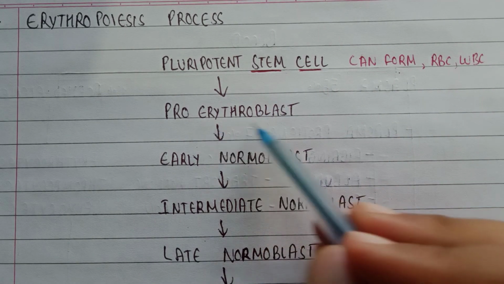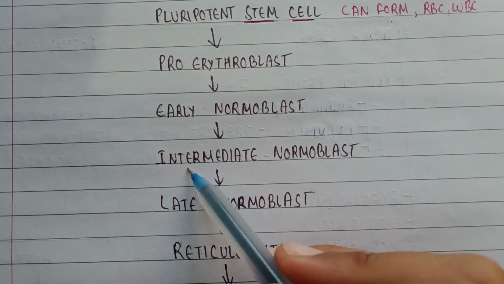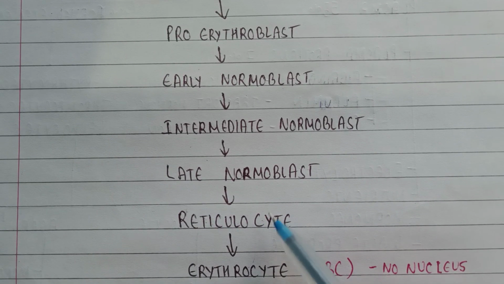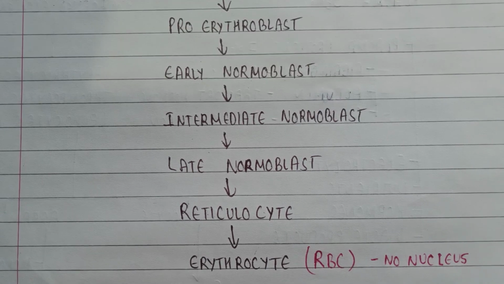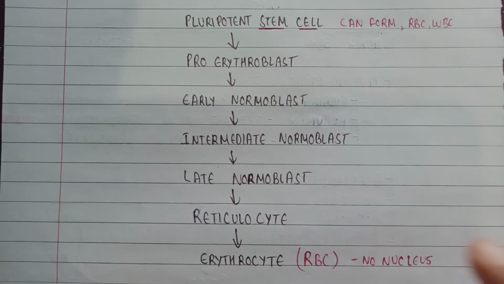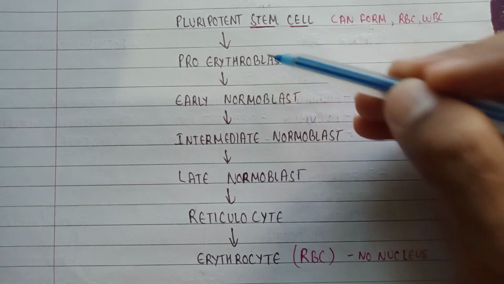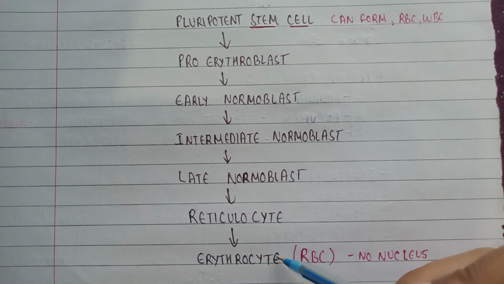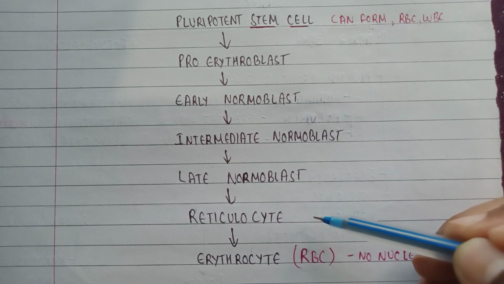It changes to proerythroblast, then early normoblast, then intermediate normoblast, then late normoblast, then reticulocyte, then erythrocyte, which is known as RBC. So at last, as we can see, the pluripotent stem cell changes to proerythroblast, early normoblast, intermediate normoblast, late normoblast, reticulocyte, and erythrocyte, which is the RBC. So this is how erythropoiesis takes place.